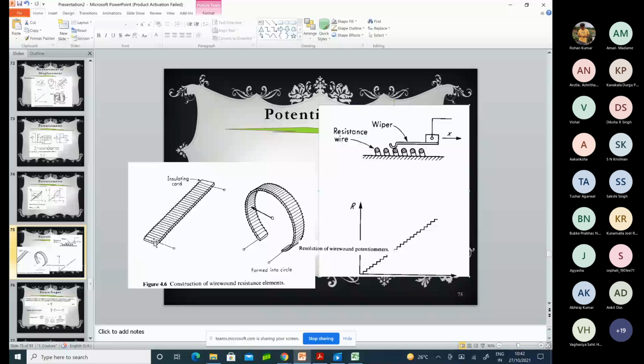But suppose you want to make a 10 ohm resistance. If you wound it on an insulating cord, it will take very small space. But if you want to make the same resistance with the same wire in a straight line, you cannot wind it; you take that wire out of the winding and make it straight. How big will that wire be? That much space is required, so that is quite unrealistic.